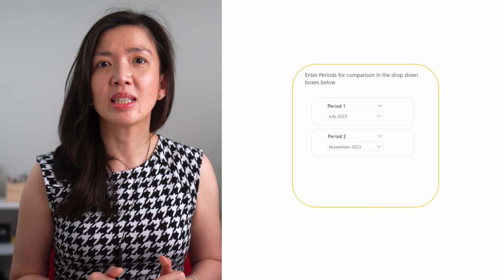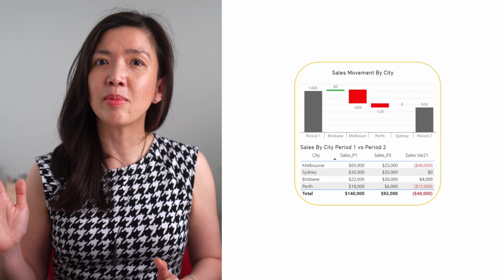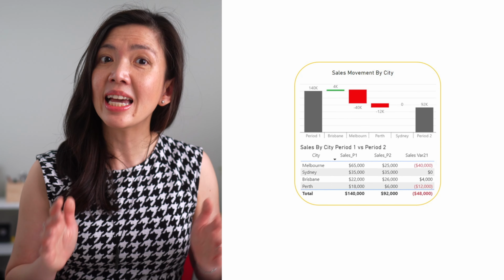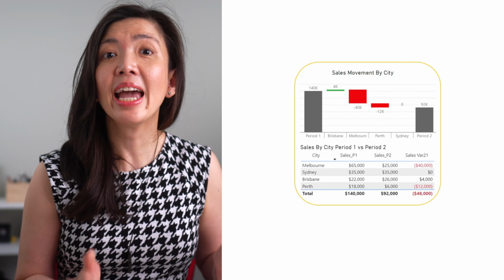We want input boxes. We want a sales waterfall and a table showing variance analysis by city and by product. Perhaps a Power BI report that looks like this. In this video, I will show you how to recreate the report from scratch, step by step.